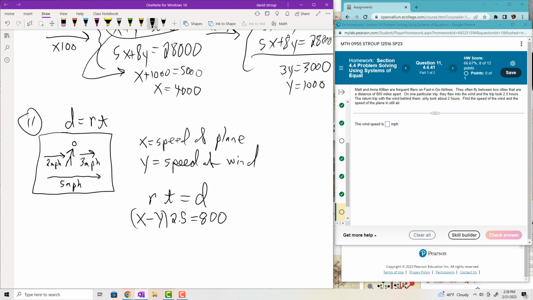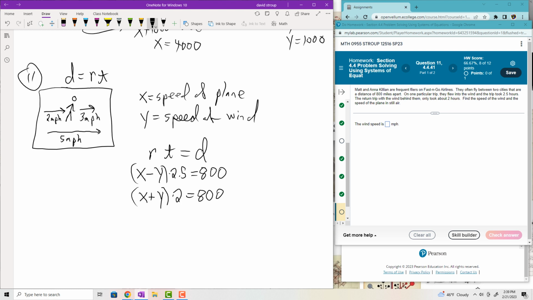The second equation says the return trip, the wind blew behind them. So in that case, the rate is the rate of the plane plus the rate of the wind. And in that case, it only took 2 hours. So the time was 2, and it was the same distance, in other words, 800 miles.